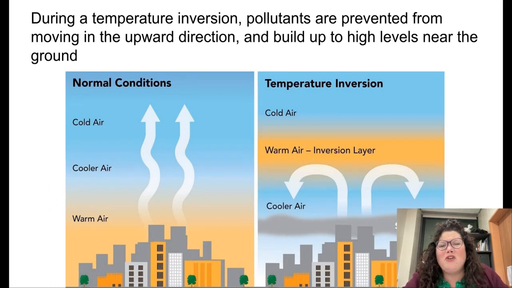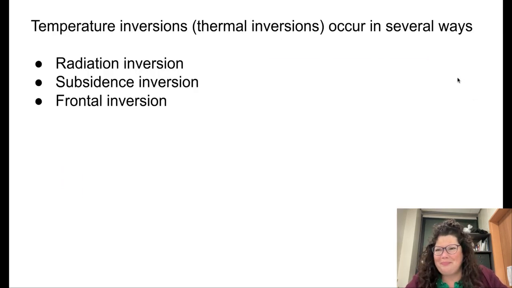So during temperature inversion, pollutants are prevented from moving up in the upward direction, and they build up in higher levels near the ground.